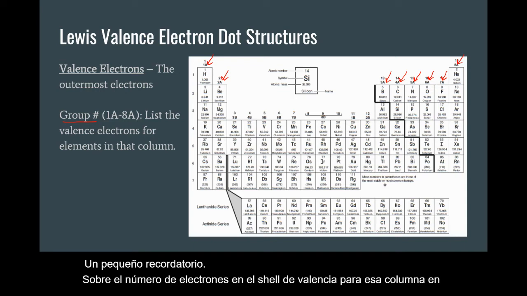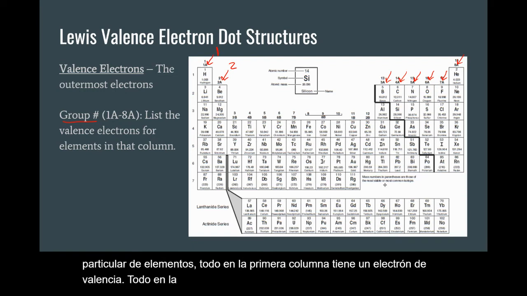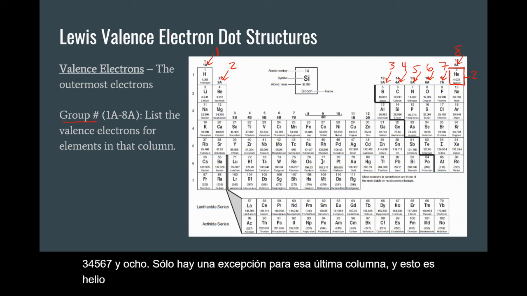Everything in the first column has one valence electron. Everything in the second column has two valence electrons. 3, 4, 5, 6, 7, and 8. There's only one exception for that last column, and this is helium. Helium only has two electrons, so it only has two valence electrons.